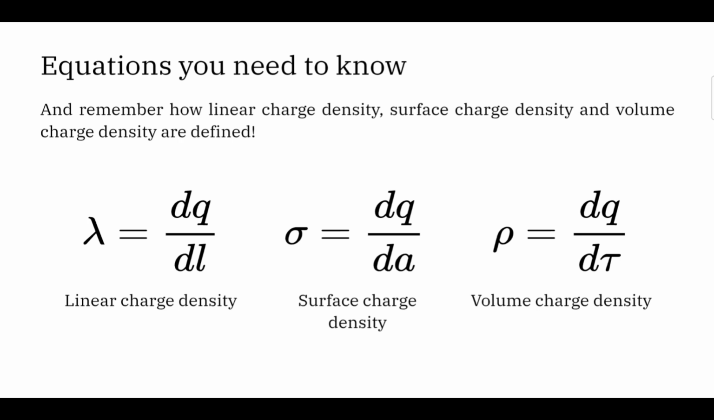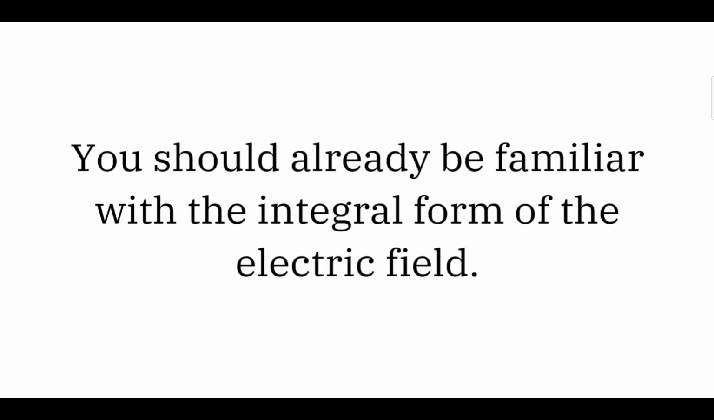In this case, since we're using Griffiths 4th edition or 5th edition, we're going to be denoting our differential volume with tau. So that's why you can see d tau. At this juncture, you should already be familiar with the integral form of the electric field and Gauss' law. If you're not, go back to studying.